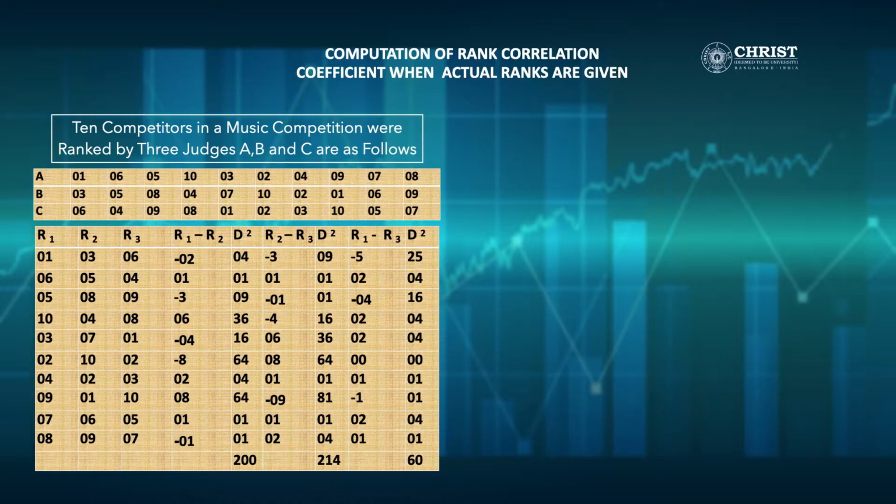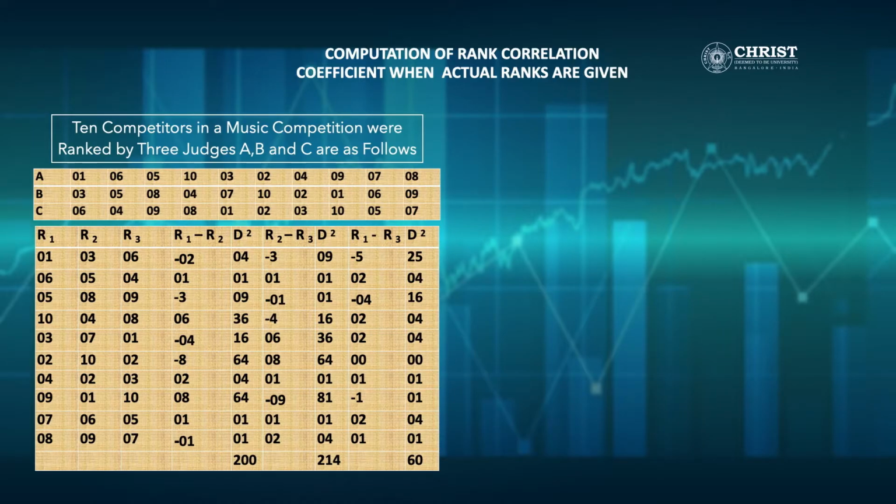First you take the deviation R1 minus R2. Then square the deviations. Then the deviations between R2 and R3, square the deviations. Then the deviations between R1 and R3, then square the deviations. So you will get the values. First set of values, deviation total is 200. Second set, it's 214, and third set is 60.